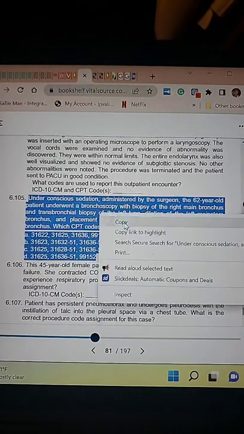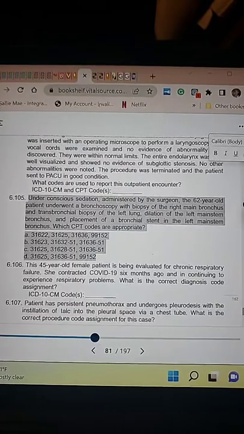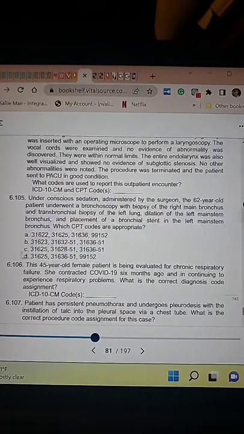Copy that. And then go find the answer. 105. Copy. Paste. And then A, B are on one page, and then I have to go to another page to find C and D. Yes, C is correct. Yay. C is correct for this one.